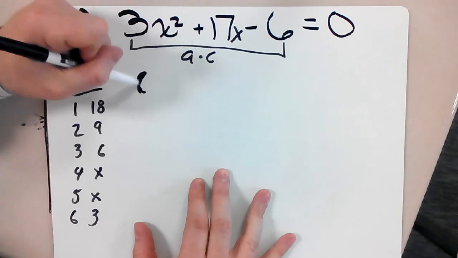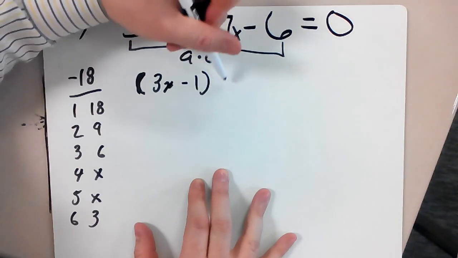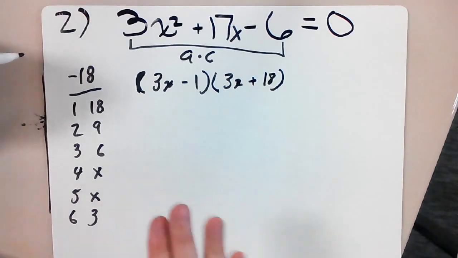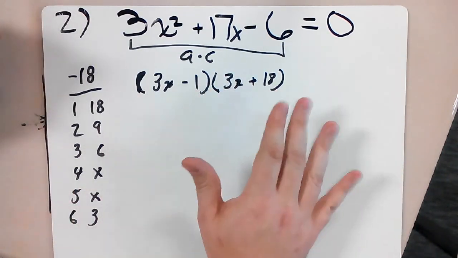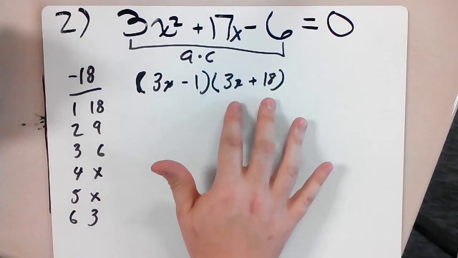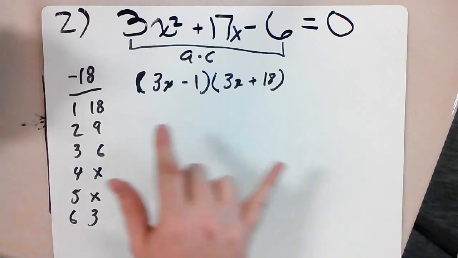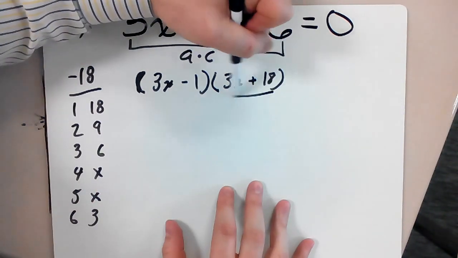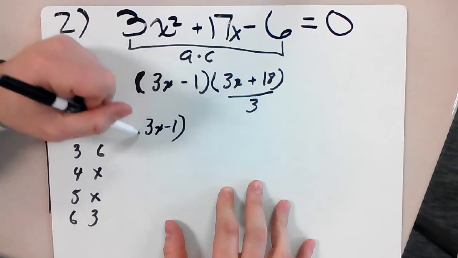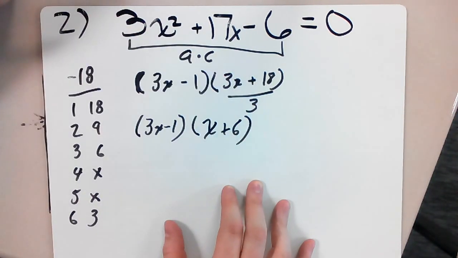I'm going to set up two sets of parentheses here, 3x minus 1 and 3x plus 18. The next thing I have to do is simplify this. Now, on this set of terms here, I cannot take out a 3. But on this set of terms, I can. I looked at that 3 that's in front of that x to see if I can pull that out, and I can pull that out here. So I'm going to divide this by 3. So now I have 3x minus 1, then x plus 6. And that is the factored version.